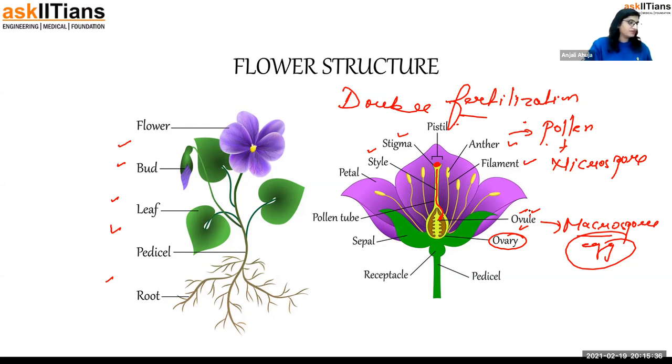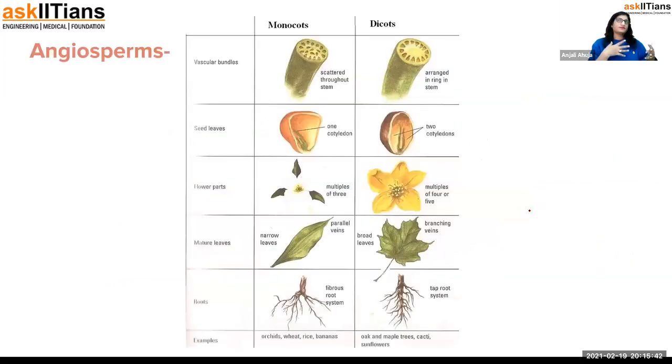I suppose we are done with this, and you can just say that they have the reproductive part. This is how reproduction happens. Angiosperms are the flowering plants. They are present everywhere, as you can just mention.